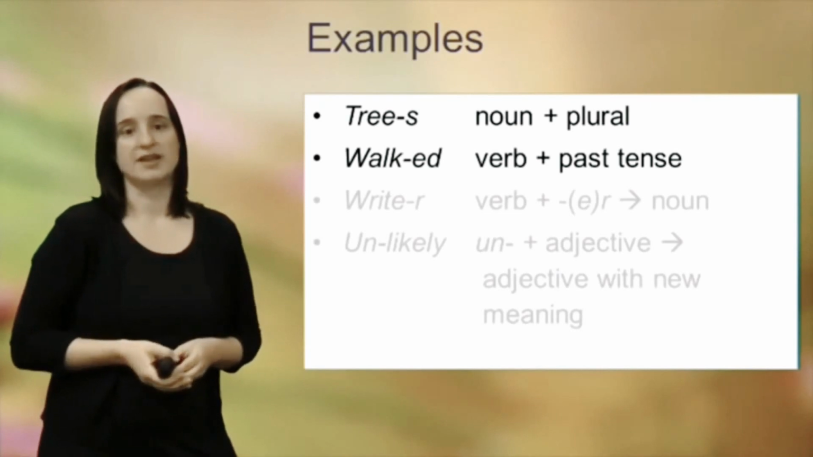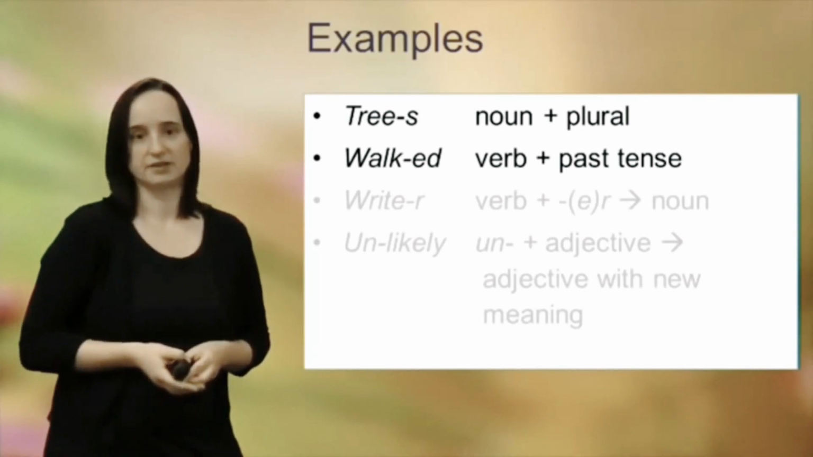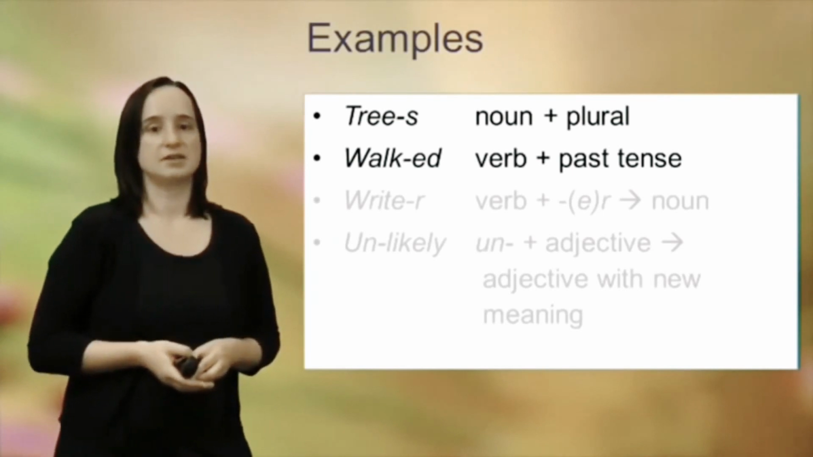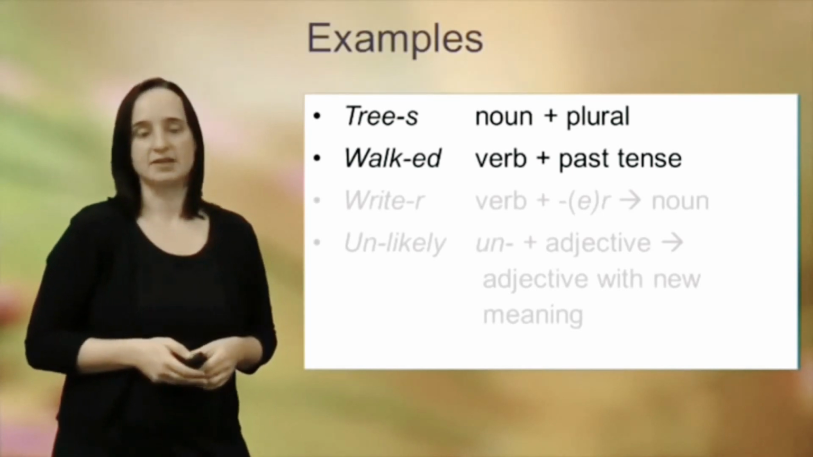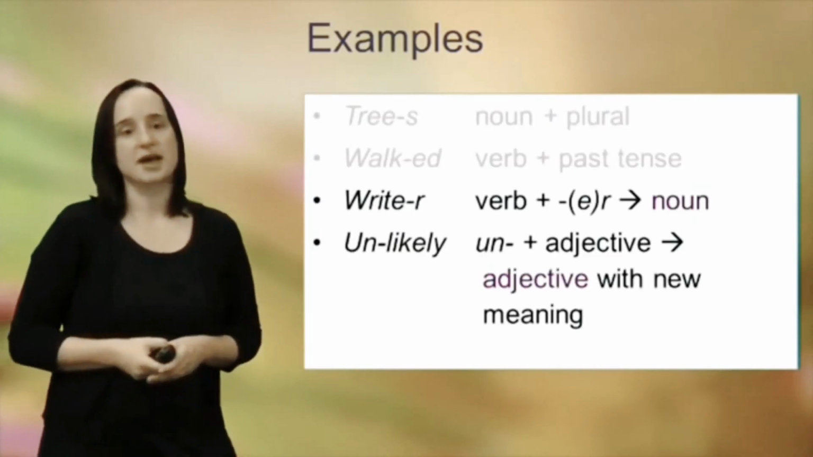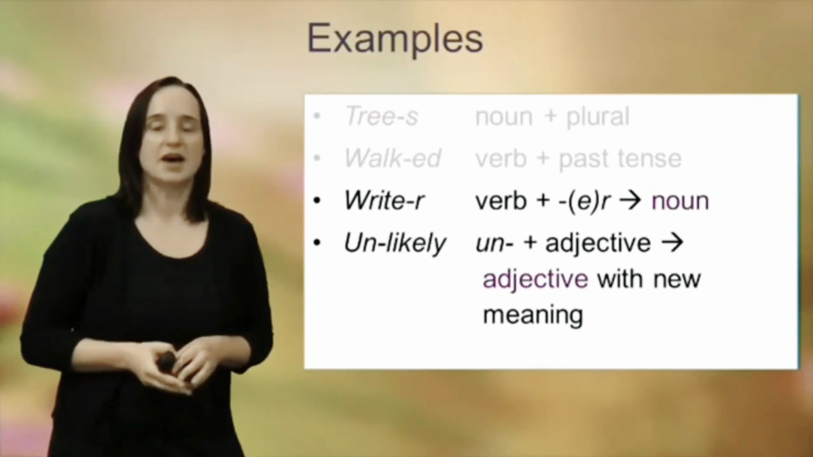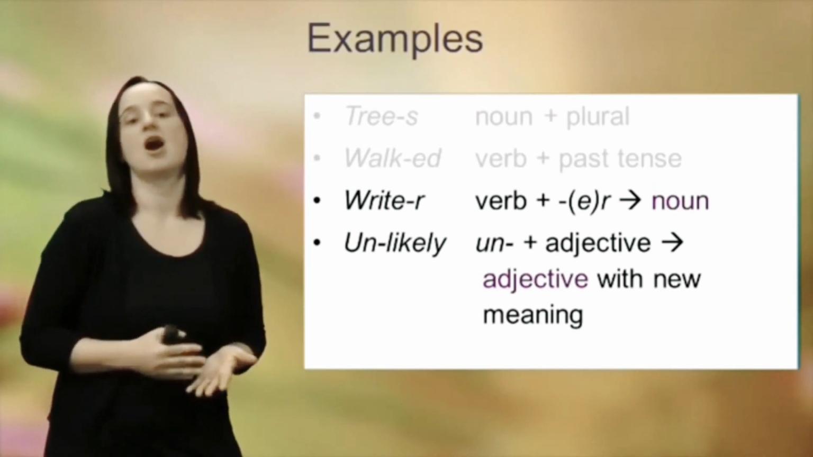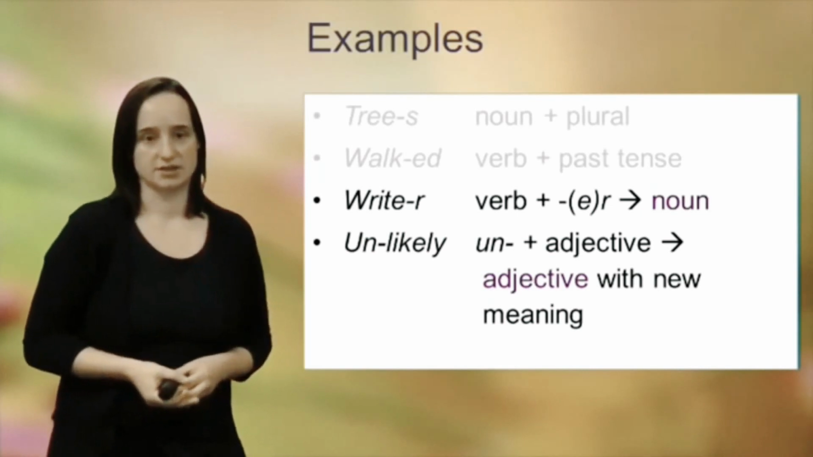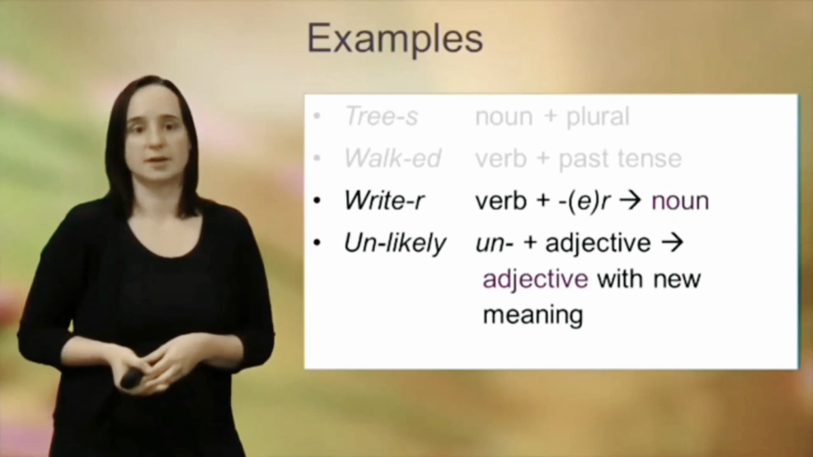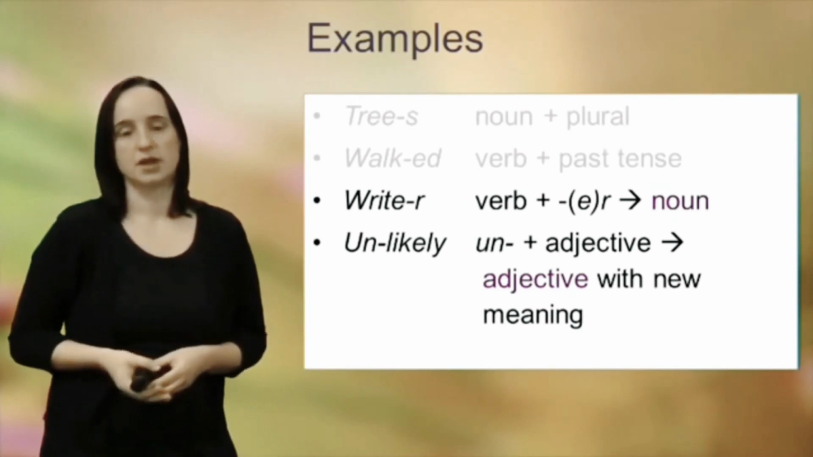Tree is a noun and s is a plural marker. Walked, walk is a verb and ed is the marker for the past tense. These are grammatical elements. Now the other two examples are quite different. Writer consists of a verb to write and of some sort of element er or r that indicates that this is a noun. So write, the verb, turns into a noun, a writer. It's a change in word class.